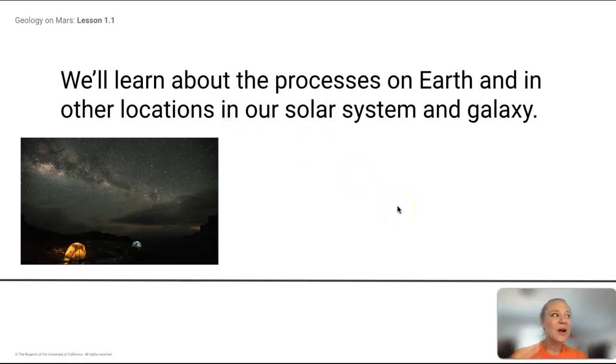We are going to learn about the processes that happen on Earth and in other places in our solar system. And we are going to do this through studying and investigating the Earth and space sciences here in our solar system. If you look at this picture, you might think to yourself, hey, I wonder what's happening up in the sky or what's happening out in the universe. And lots of scientists ask the same thing.